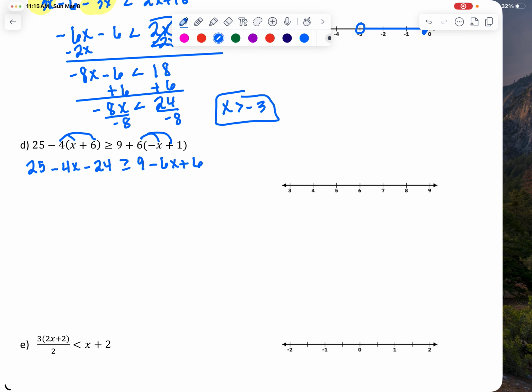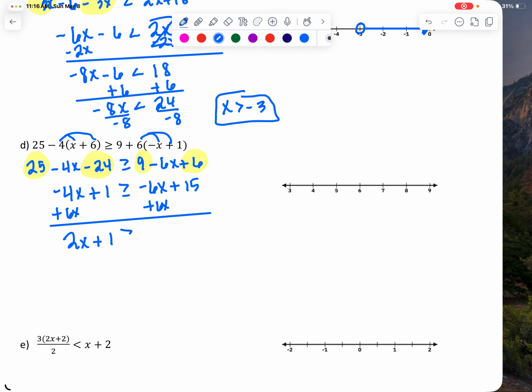positive 6. Now, highlight the like terms that you're going to combine. On this side, I'll combine the 25 and the negative 24. And on the right side, I'll combine the 9 with the 6. So this would be negative 4x, 25 minus 24 is positive 1, greater than or equal to negative 6x plus 15. All right, add your 6x to get 2x plus 1 is greater than or equal to 15, because that's zeroed out.